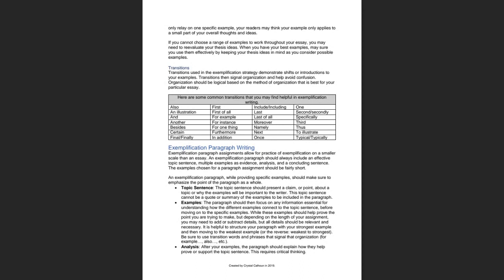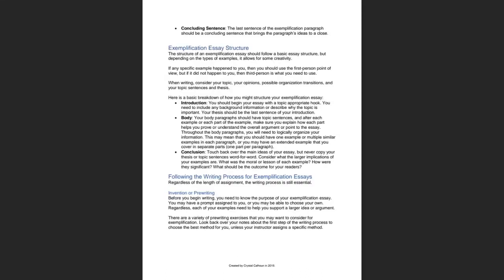And that's where the analysis comes in. After your examples, the paragraph should explain how they help prove or support the topic sentence. This requires critical thinking, right? So you need to be able to make those connections on your own and explain them clearly to your reader. Then a concluding sentence: the last sentence of the exemplification paragraph should be a concluding sentence that brings the paragraph's ideas to a close. Okay, good.